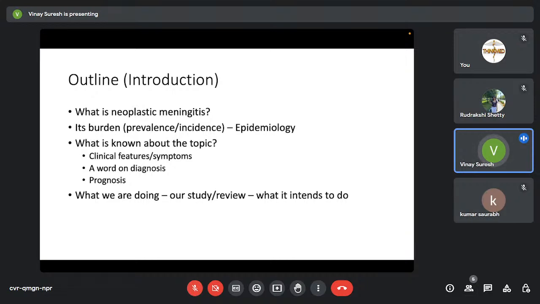What is neoplastic meningitis? Its burden, the prevalence, incidence, basically the epidemiology, and what is already known about the topic, clinical features, a word on the diagnosis, the prognosis, and what our study intends to do, or what your review intends to do. So the last component is something I already iterated before. It's called occupying the niche. It comes under the Swales CARS model. I'll explain about it later.